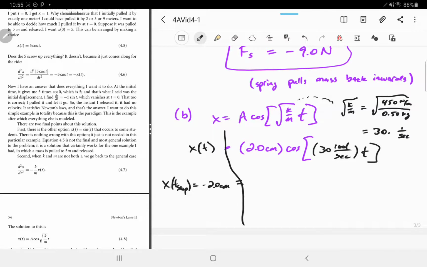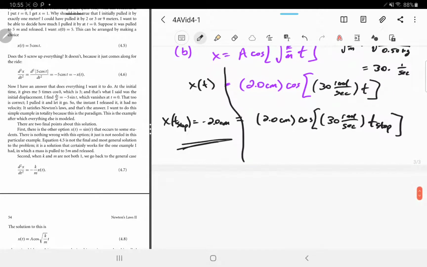We're plugging in for x is -2 centimeters, and now we're just copying down the right-hand side. This is 2 centimeters cosine, and I'm just copying everything down, except this is a special value of t. So this is t stop. This equation is true for all t. This t is the particular value of time so that x equals -2 centimeters. So notice how we're plugging in a particular value of x on the left-hand side. That particular value of x comes with a particular value of t.